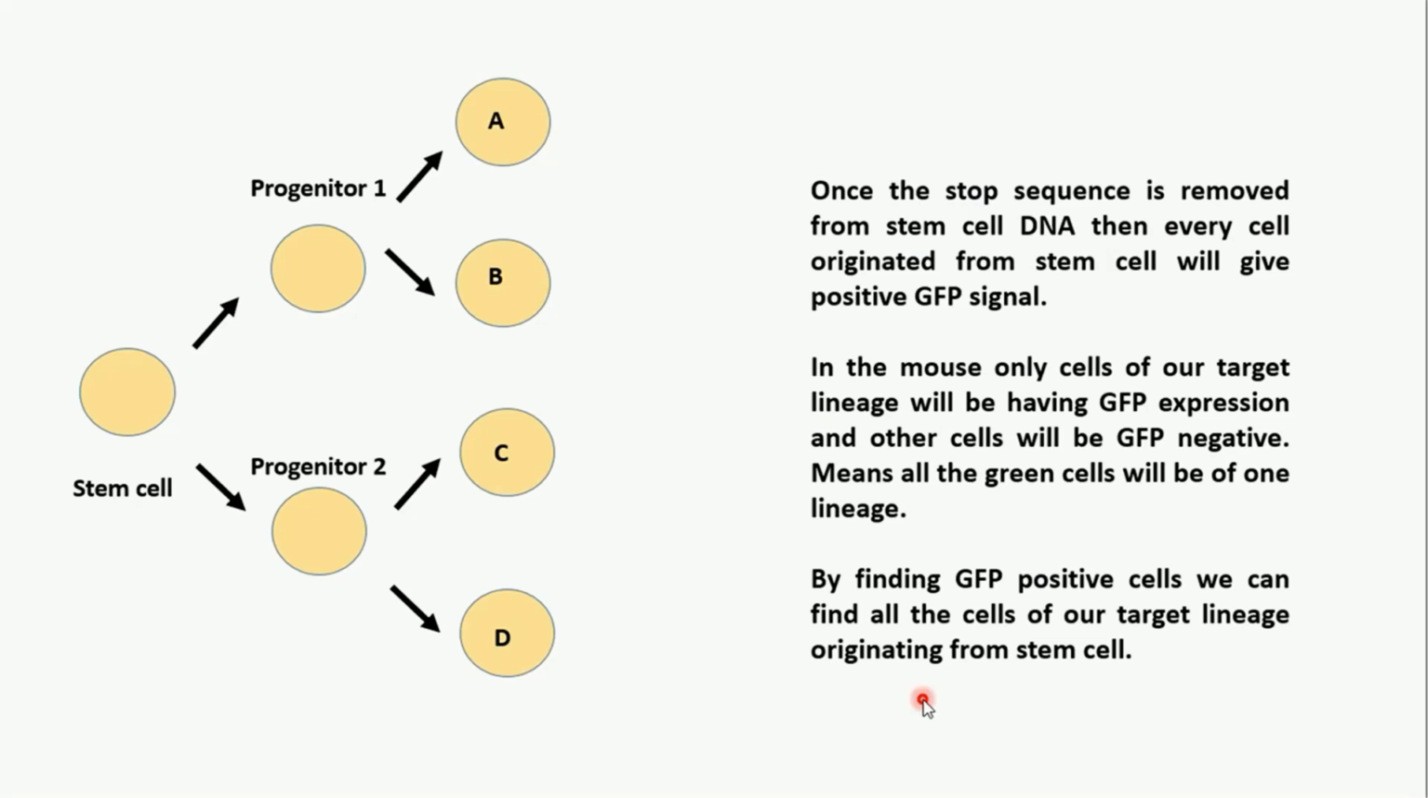Now you can already get the reporter mouse from outside. You just have to create a Cre mouse based on your target cells. You just cross them, create a heterozygous mouse and look for GFP positive cells or other reporters like red fluorescent protein, yellow fluorescent protein, YFP and so on. Then you will look for fluorescent cells and you will say all fluorescent cells are coming from one lineage. So I hope you have understood the whole process of how to do lineage tracing by using the Cre-LoxP system.